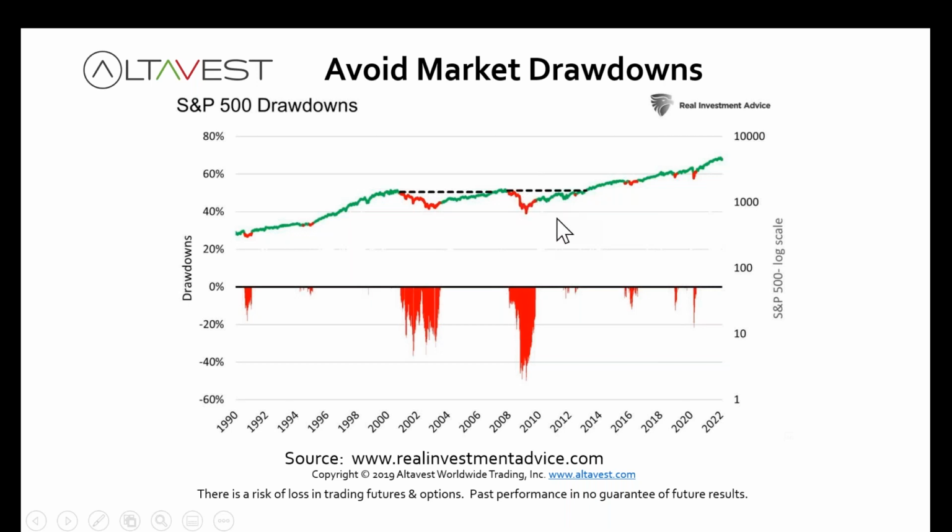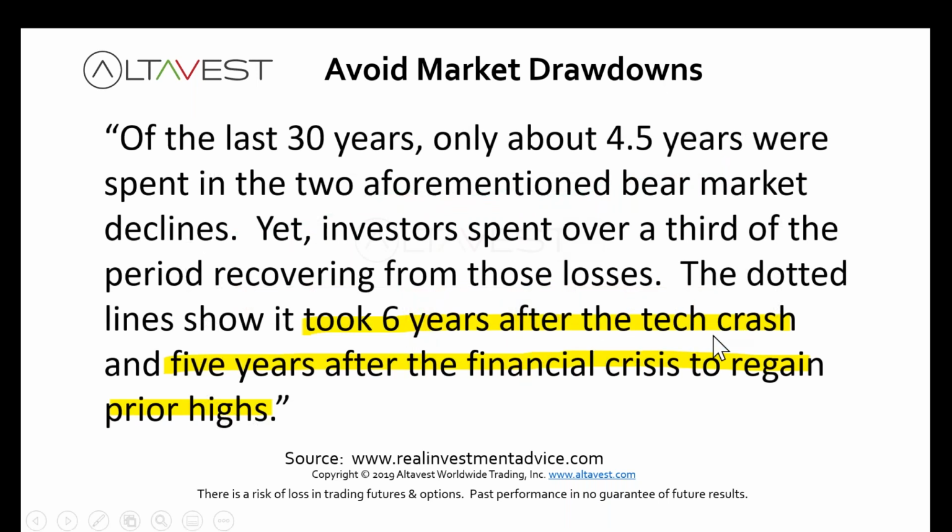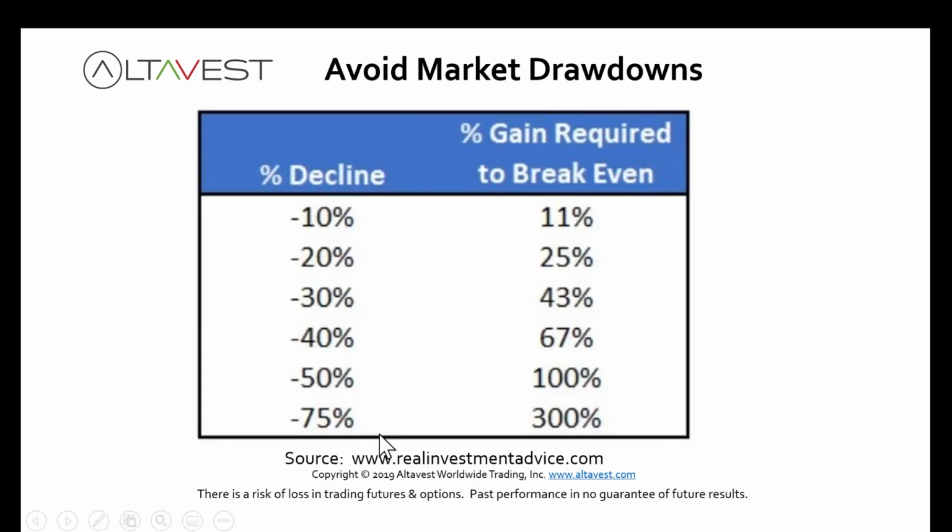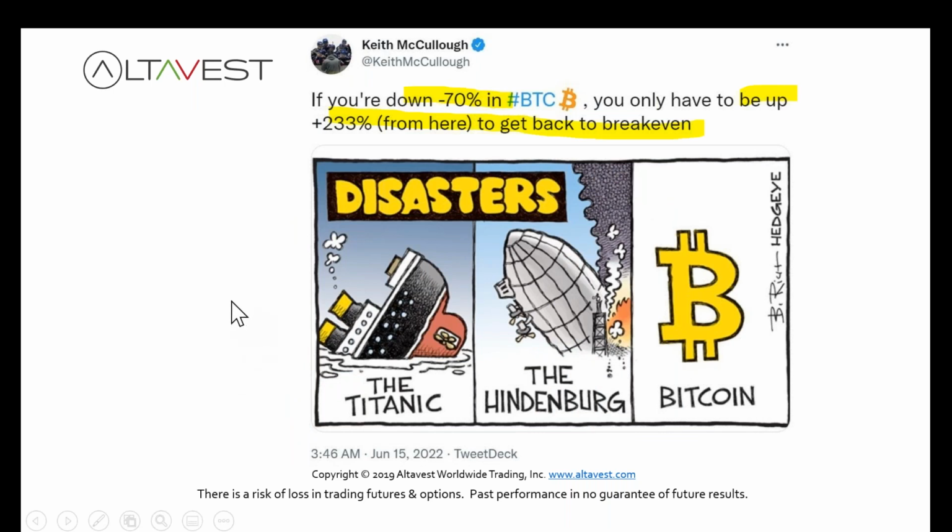But let me show you this here real quick. It took 6 years after the tech crash and then 5 years after the financial crisis to regain prior highs. And that's just math, folks. If you're down 50% in your account, of course, you need 100% return to get back to break even, and so on and so forth. I mean, if you've been in crypto, sorry to hear it.